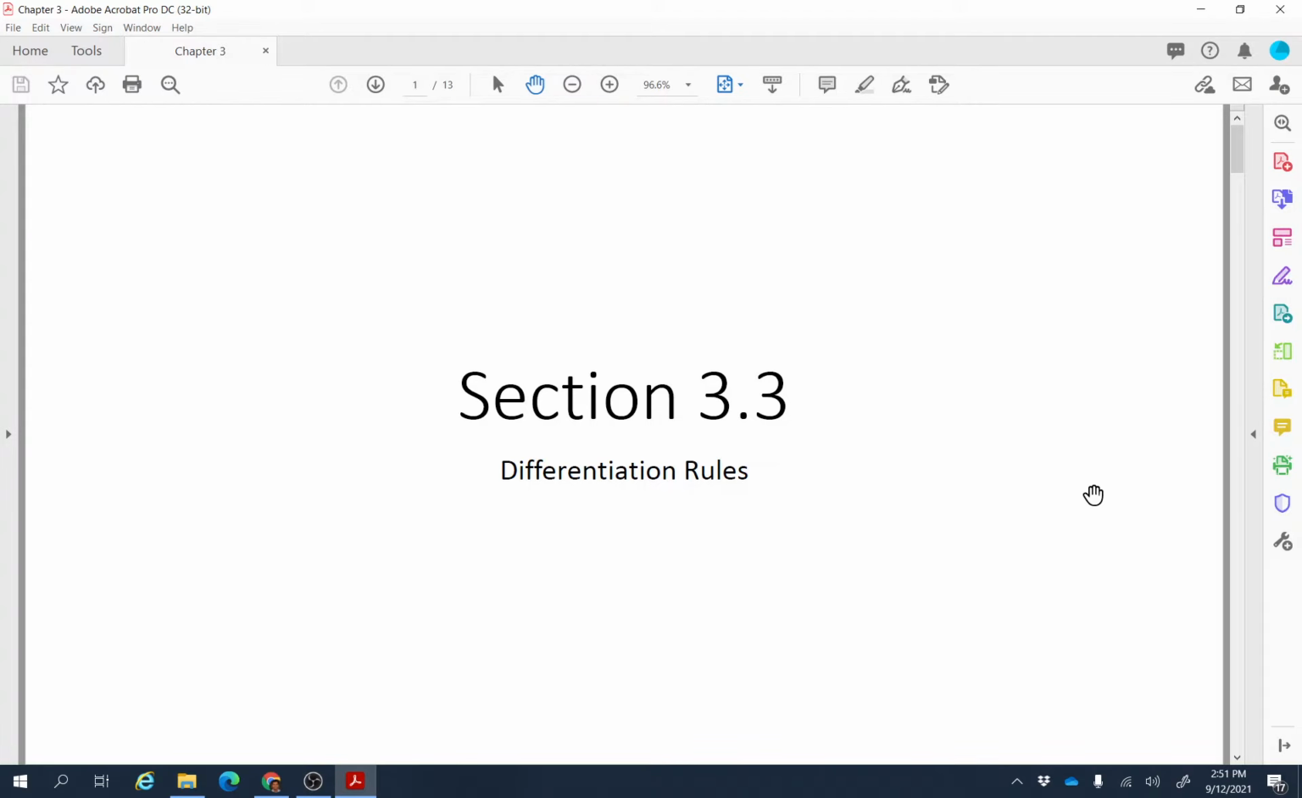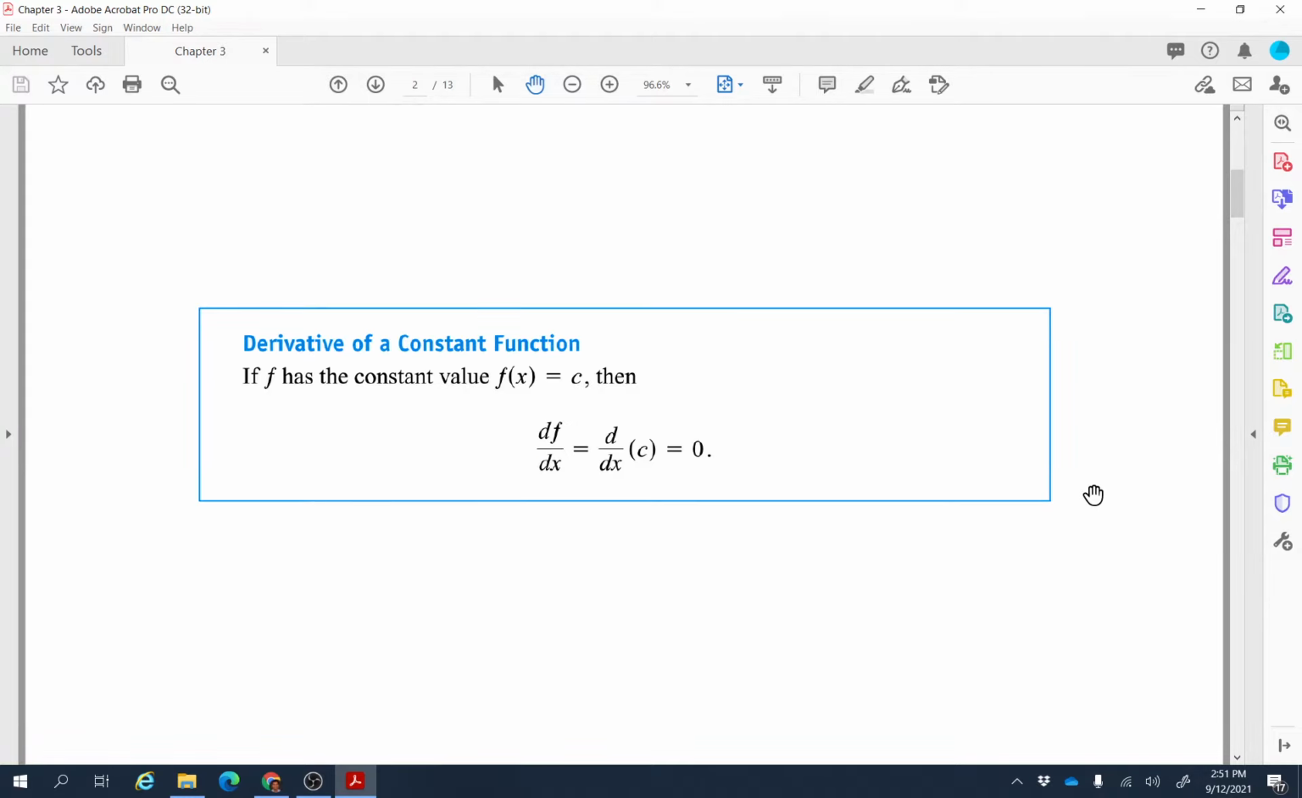Okay, section 3.3, differentiation rules. In this section, we're going to talk about different kinds of rules for finding the derivative. The first rule is, if your function is constant, then the rate of change of that function would be 0. There would be no change.